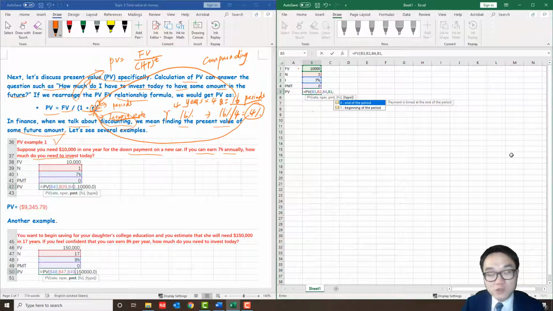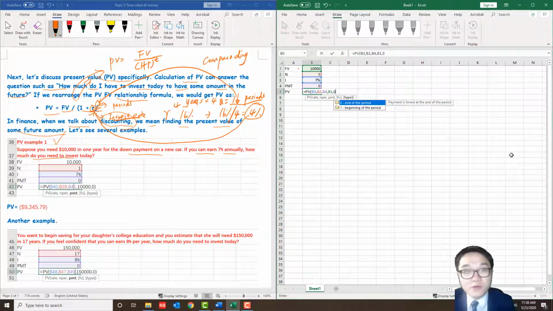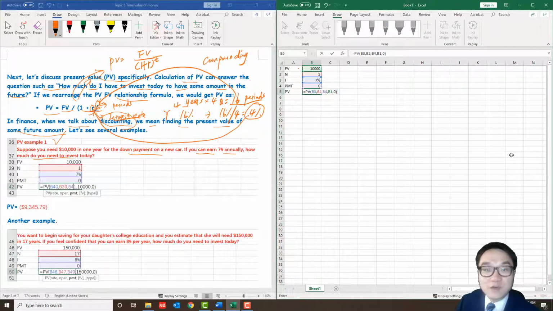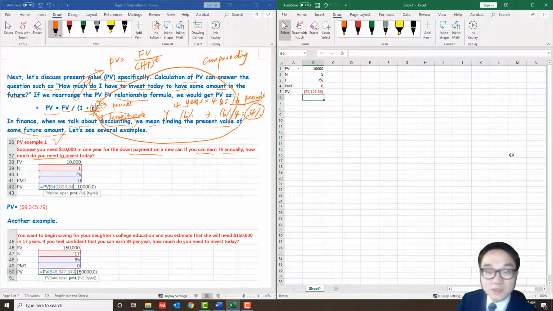Here, we're going to choose the default value 0, which means this cash flow occurs at the end of the period. So we select 0. Okay, then put the parenthesis. Now this function is finished. If you press enter, it's gonna pop you up the result of present value. Let's press enter. So it's a negative number.